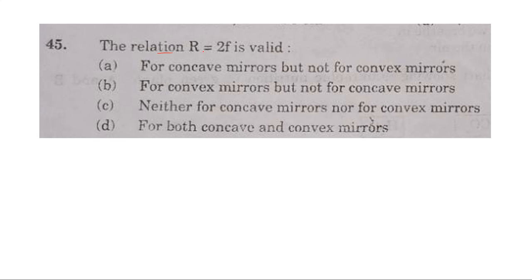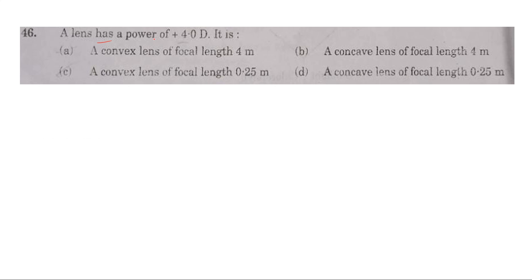The relation R equal to 2F is valid for both concave and convex mirrors. Option D is correct. A lens has a power of 4 diopter. It is a convex lens of focal length 0.25 meter. That is the correct answer.